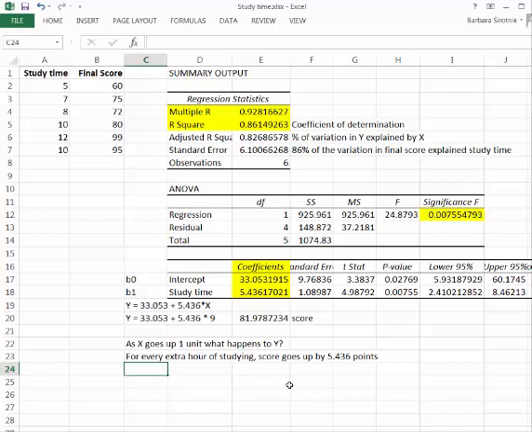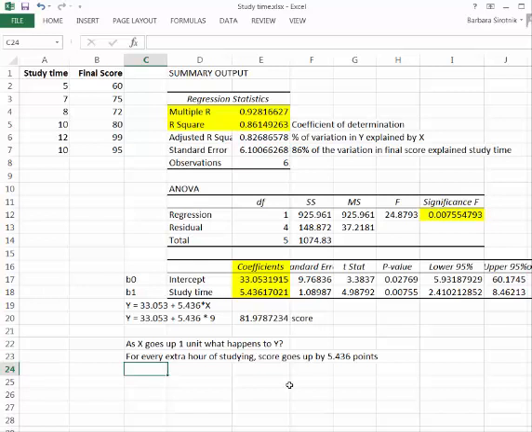What does the B0 mean, the intercept? Not much in practical terms. It means if you study not at all, your baseline grade is going to be 33.053. Of course, I don't think that's really too meaningful because none of you are going to study 0 hours, right? So not very practical.